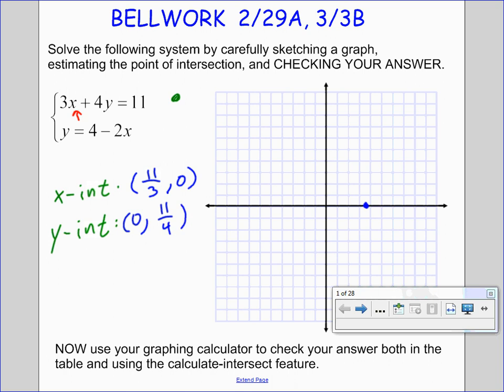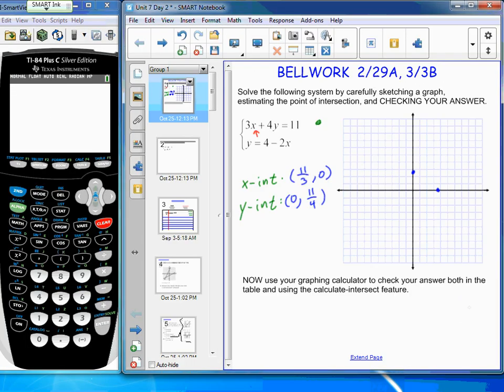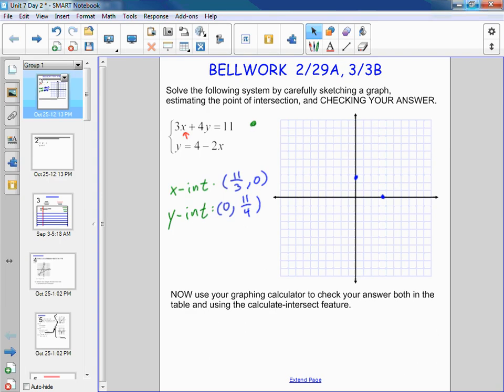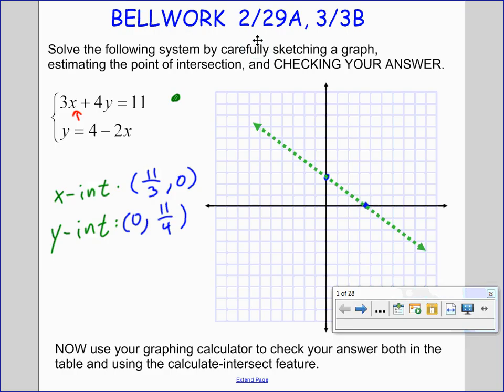That would be 1, 2, and 3/4. So I'm going to go 1, 2, and 3/4, so about here. All right, so let's go ahead and connect that and make a nice line. And it looks like I'd want green to match green. I think it's going to work out. Good. All right, so let's go ahead and consider the next one.